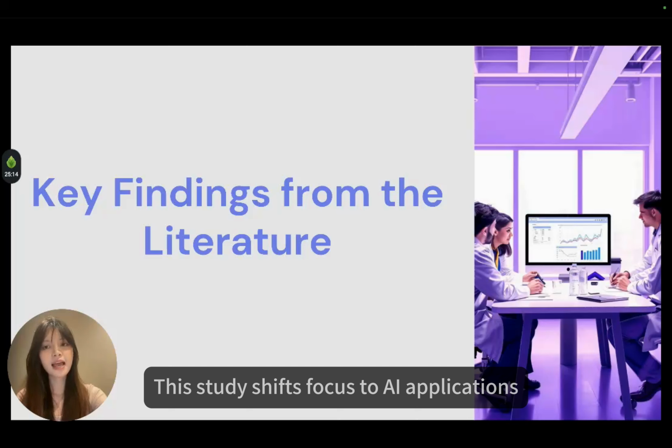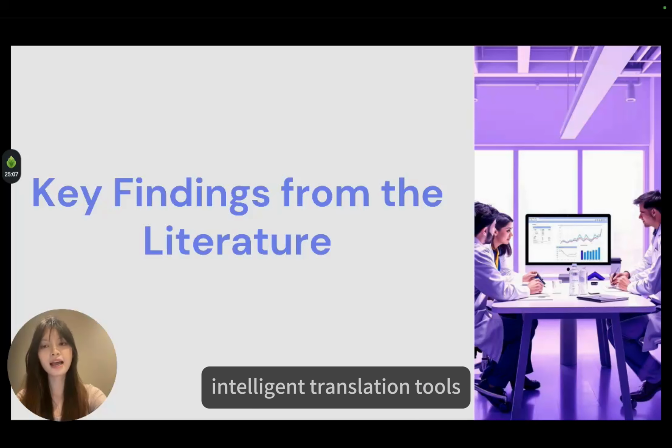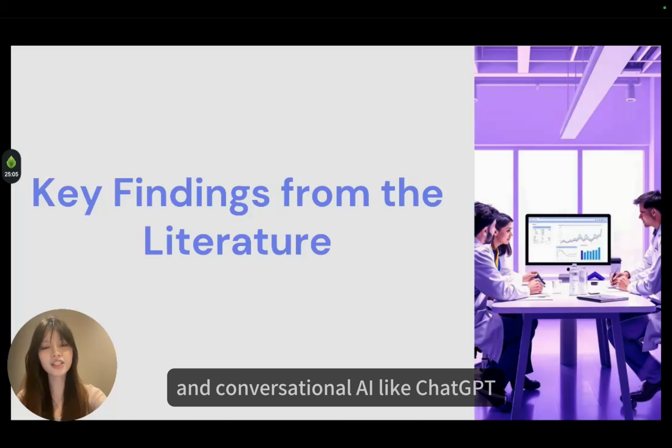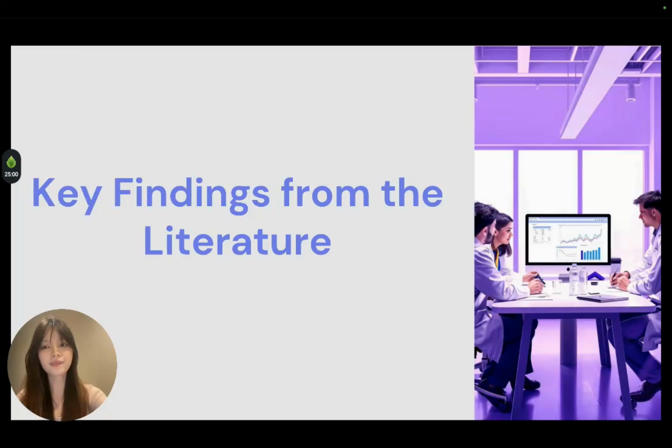This study looks at how AI tools like academic paper recommendations, smart translation tools, and conversational AI like ChatGPT can improve efficiency and accuracy.